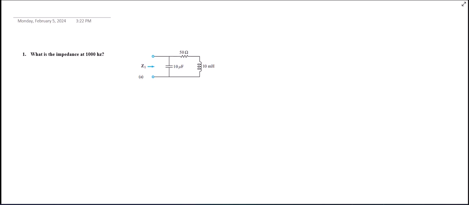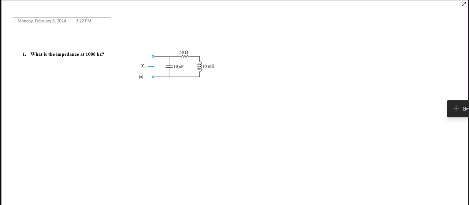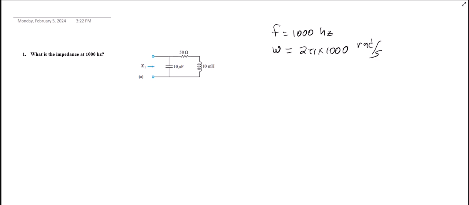Okay, so we are supposed to find the impedance at 1,000 hertz. You'll notice that the frequency is given as hertz, so that's not the angular frequency. That's f, so f is 1,000 hertz. And so that means omega is 2 pi times 1,000 radians per second.